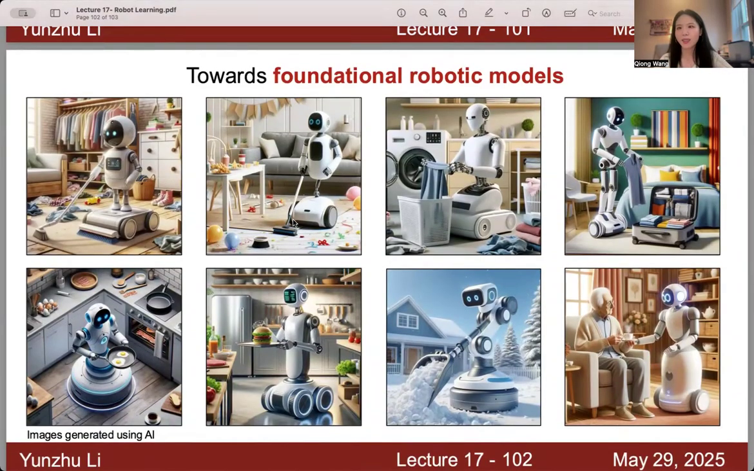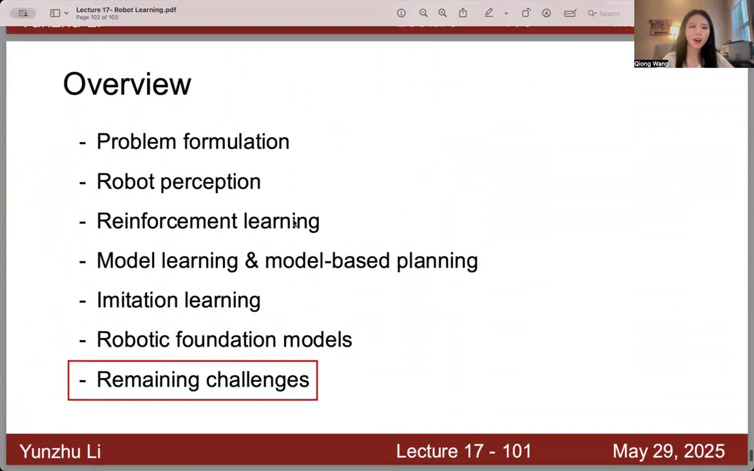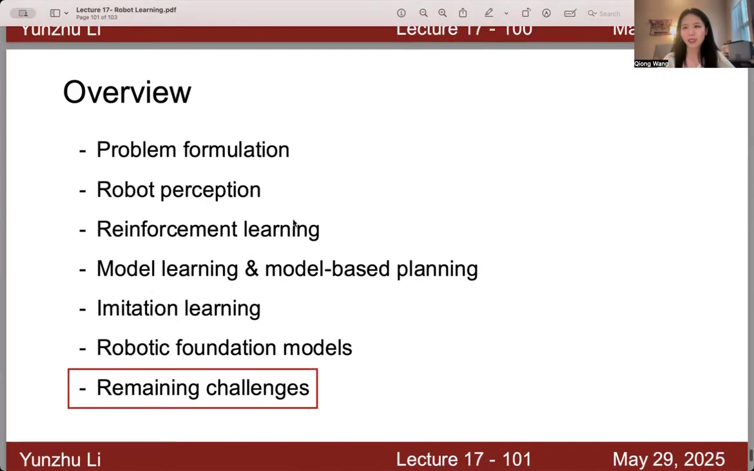This is all the things about this course. We learned robot learning problem formulation, robot perception, reinforcement learning, model learning, model-based planning, imitation learning, and robotic foundation models, and we also talked about the remaining challenges. This is all for today.